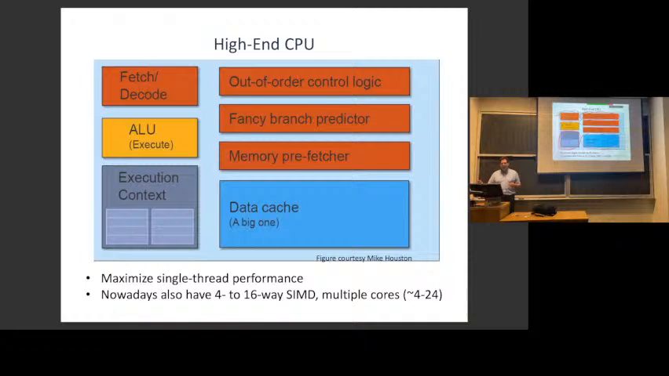Okay? And they spend a fair amount of hardware on that too, because they need to be very good at predicting those if statements or they're going to be stalled all the time. It has a memory prefetcher. So what is a memory prefetcher? Does anybody know what this is?